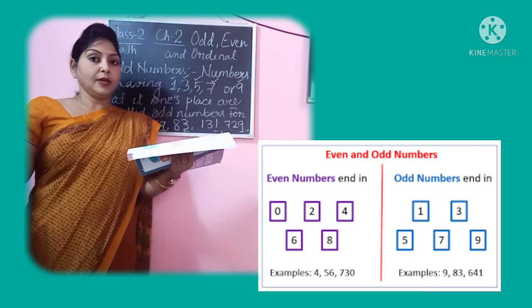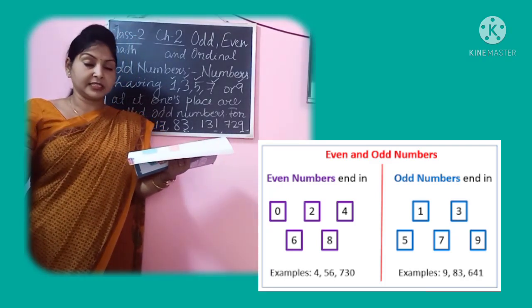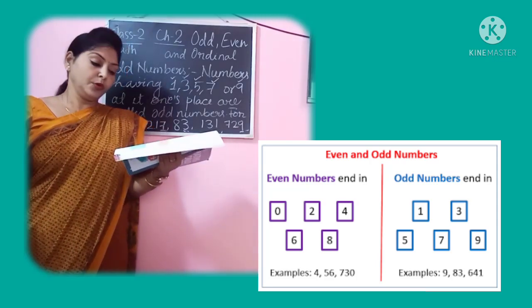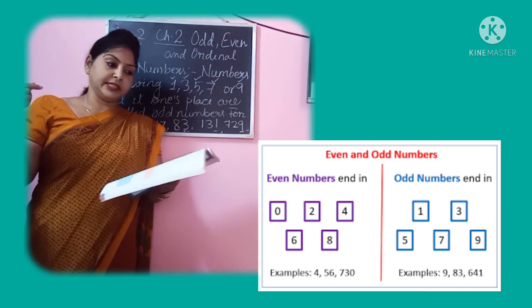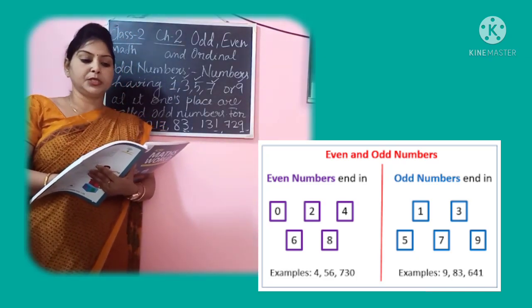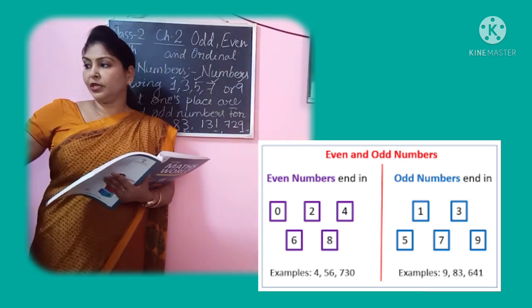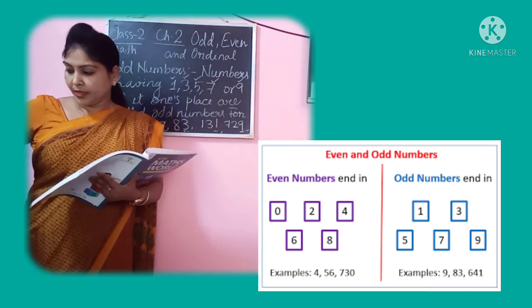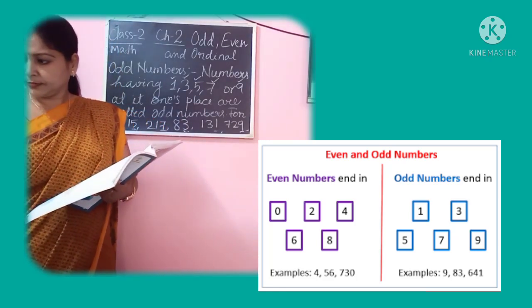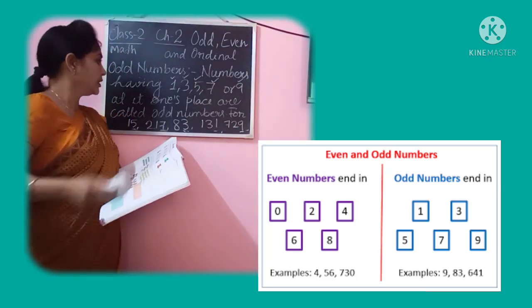589, it is an odd number because 9 is in ones place. So you will color it with blue. Likewise, you will do the rest of the numbers. Write the even numbers between. How will you do this? Let's just see. Let's try to do this.